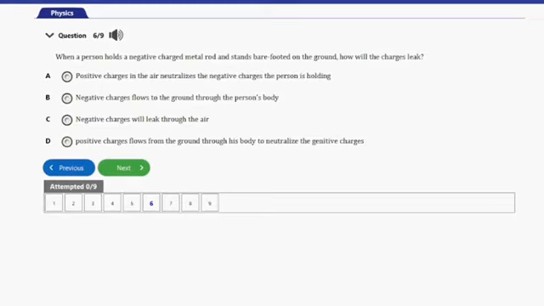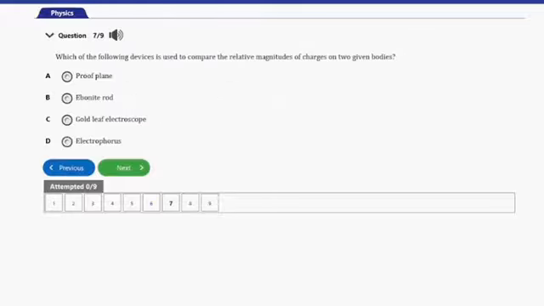So guys, the answer to this question is option B, and that's negative charges flows to the ground through the person's body. And that's it for this question. So guys, let's go ahead and consider the next question. So that's question number 7 here. It says, which of the following devices is used to compare the relative magnitudes of charges on two given bodies? So guys, we've answered this same question before, and that's gold leaf electroscope. So let's go ahead and consider the next question, guys.